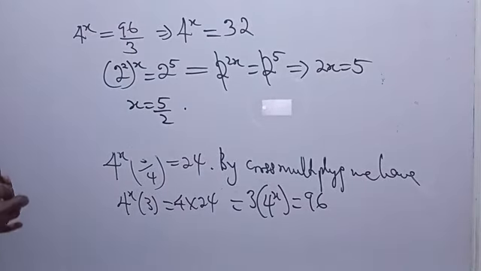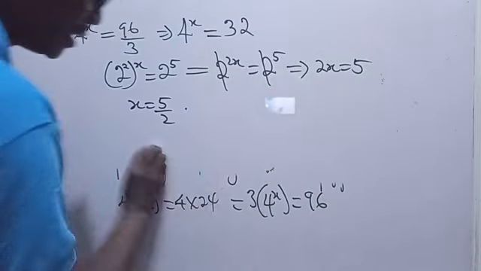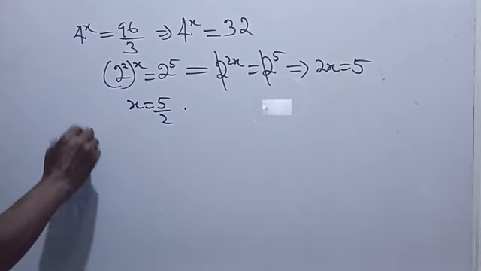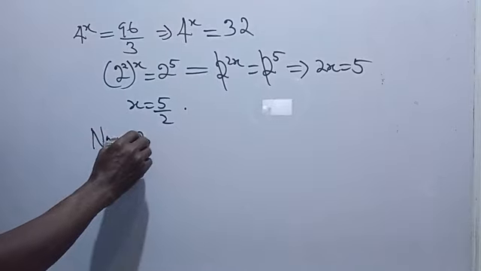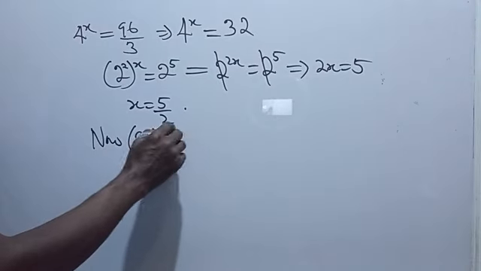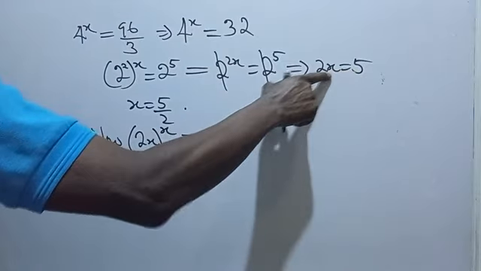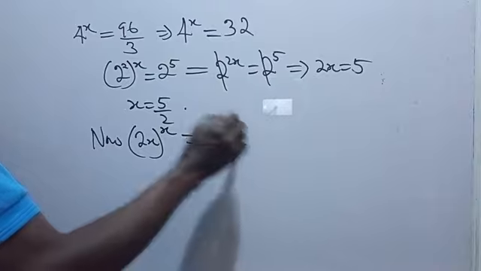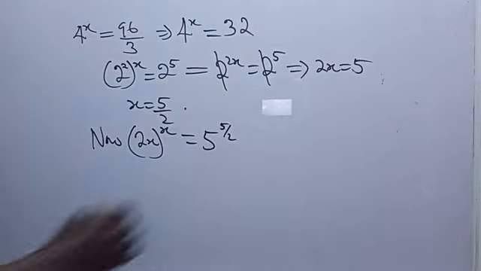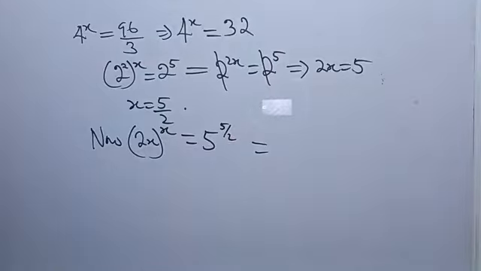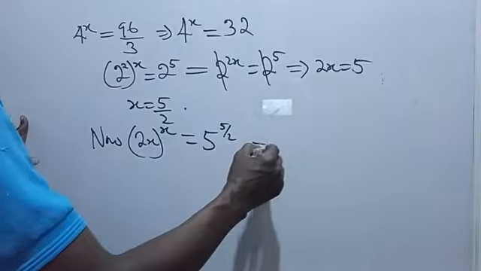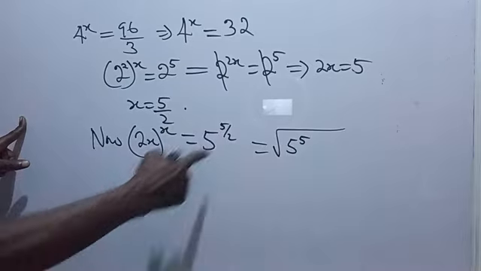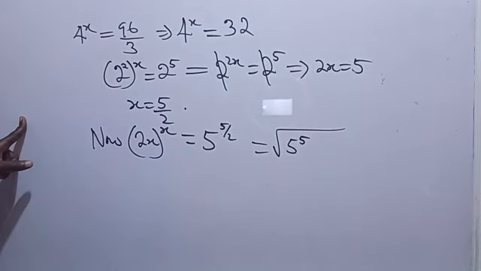Now, what does the question say we should find? The question says find 2x raised to power x. So now, 2x raised to power x will be, our 2x is 5 here. So 5 raised to power x, and x is 5 all over 2. Don't forget, in indices, you can write this as the square root of 5 raised to power 5. The 2 here will be the square root, then 5 raised to power 5.